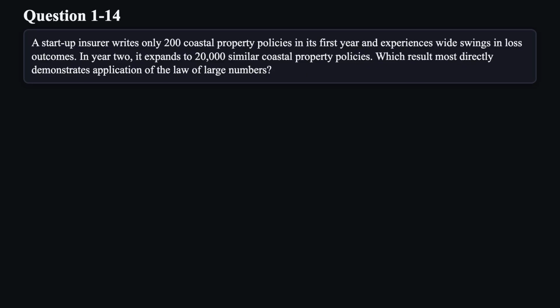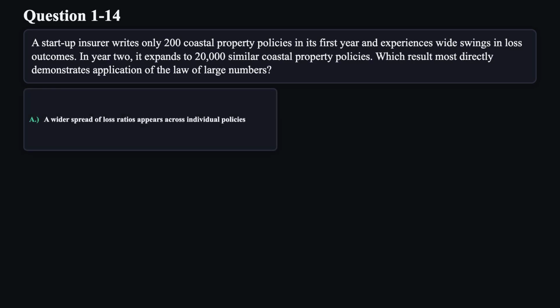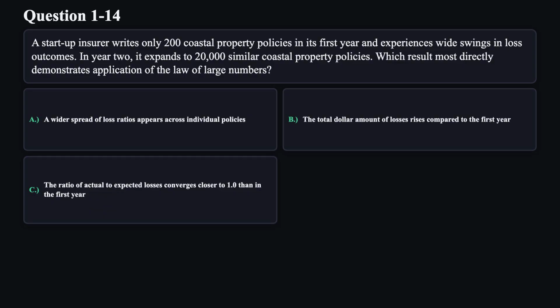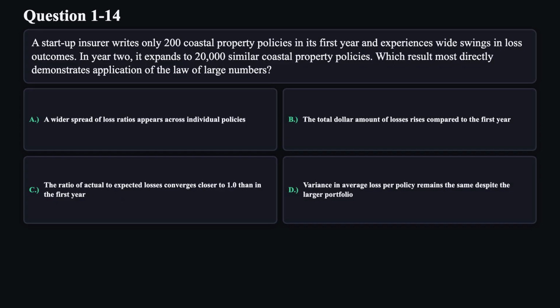Question 14. A startup insurer writes only 200 coastal property policies in its first year and experiences wide swings in loss outcomes. In year 2, it expands to 20,000 similar coastal property policies. Which result most directly demonstrates application of the law of large numbers? A. A wider spread of loss ratios appears across individual policies. B. The total dollar amount of losses rises compared to the first year. C. The ratio of actual to expected losses converges closer to 1.0 than in the first year. D. Variance in average loss per policy remains the same despite the larger portfolio.